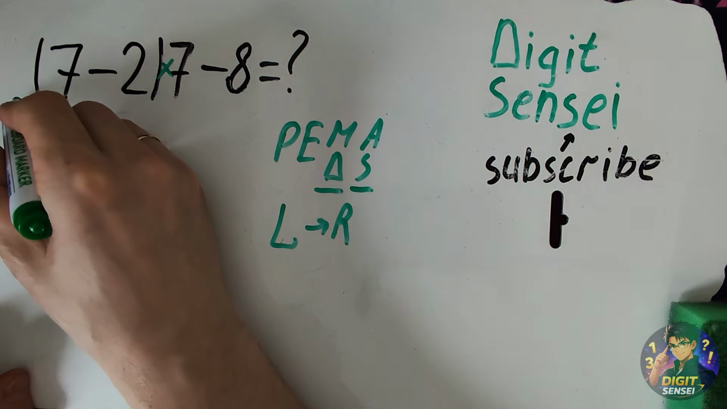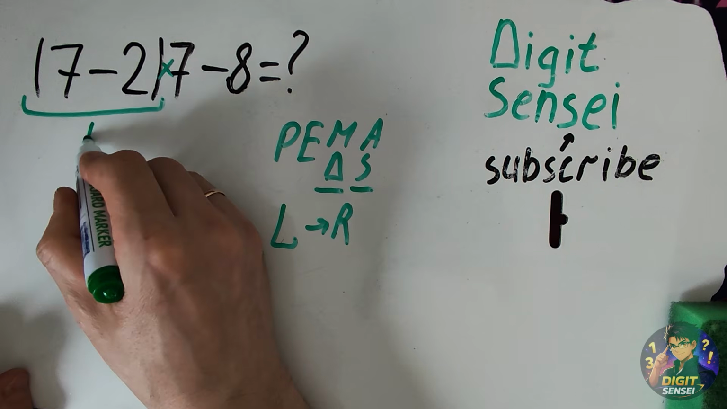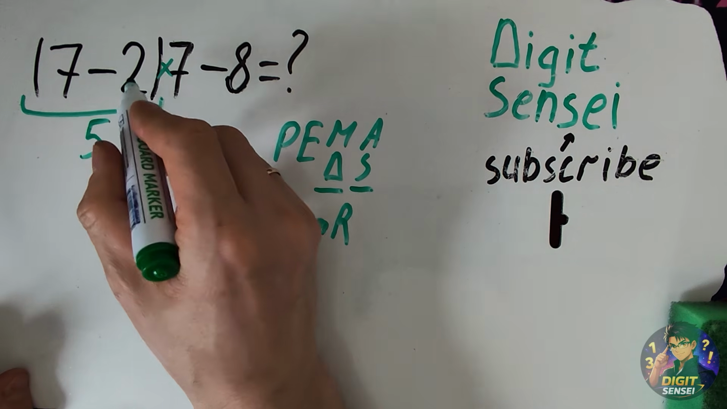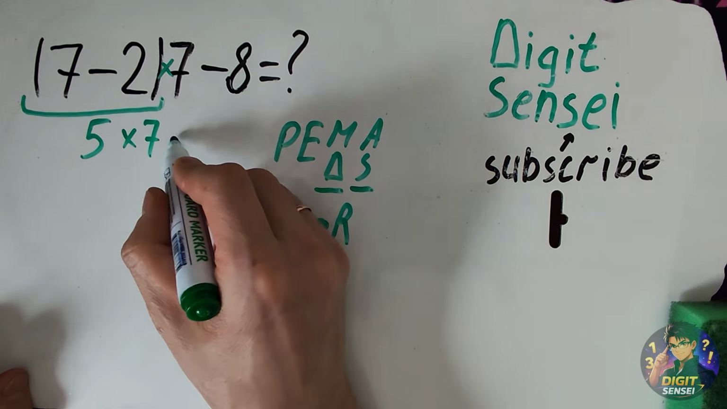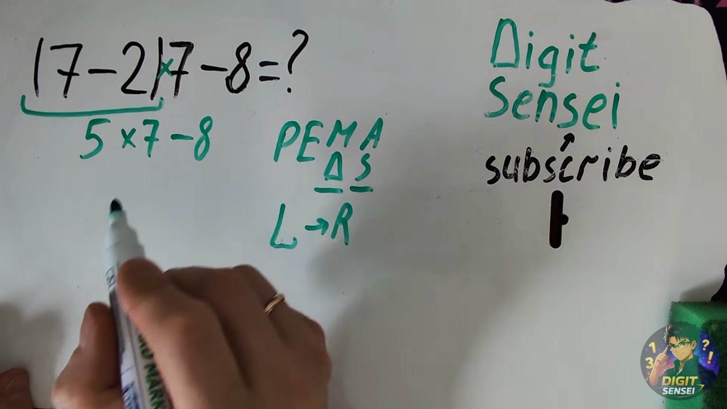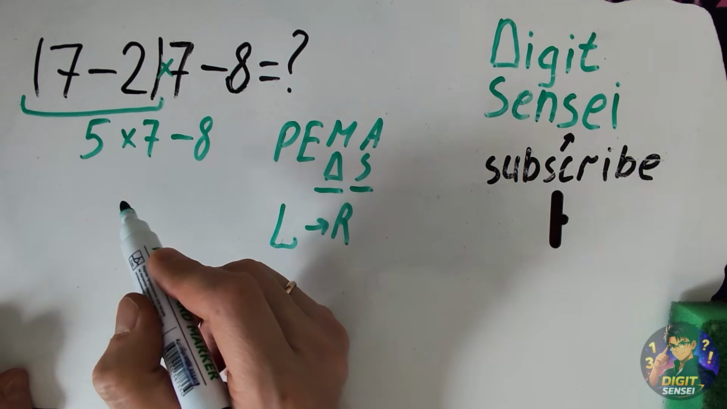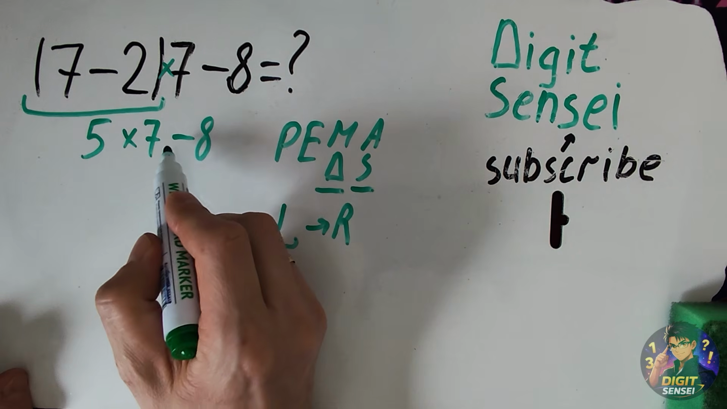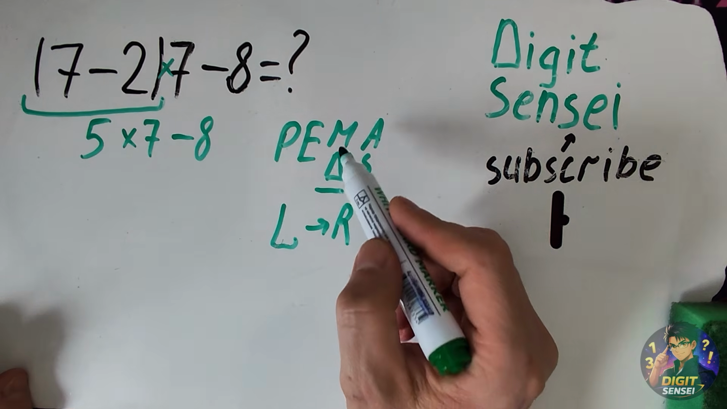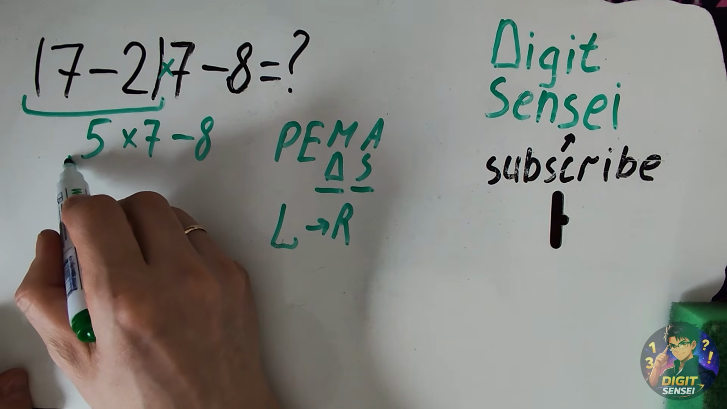So first we have to do this parentheses. Inside this parentheses we have 7 minus 2, which equals 5. So 5 times 7 minus 8. Now we have one multiplication and one subtraction. According to the PEMDAS, multiplication has higher priority than subtraction because multiplication comes before subtraction. So here first we have to do this multiplication.